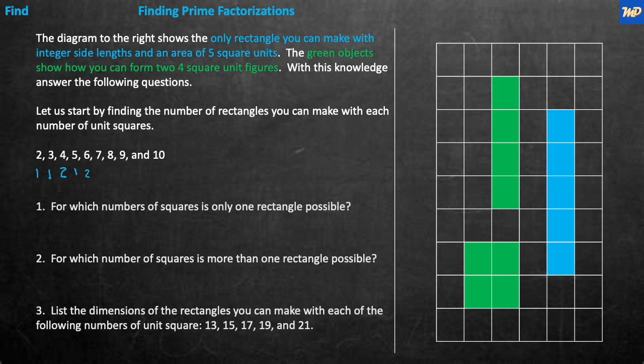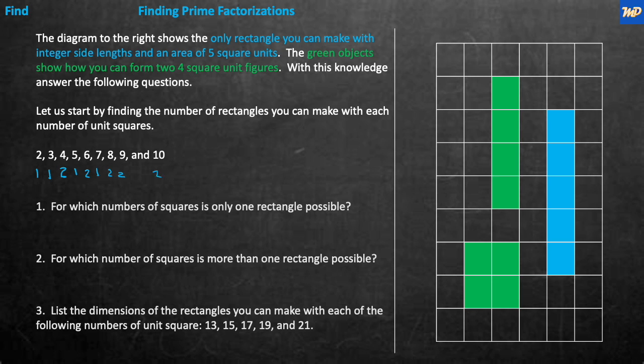For 7, you can only do 7 and 1. There's no other way you can make a 7 like we did with the 6. So there's only 1 here. For the 8, we have at least 2 boxes we can make. So it's 8 times 1 and 4 times 2. So we're going to say 2 here. And 9, it's 1 and 9, 3 and 3. So that's going to be 2. And then over on 10 here, again, 10 is 1 and 10, 2 and 5. So it's 2.